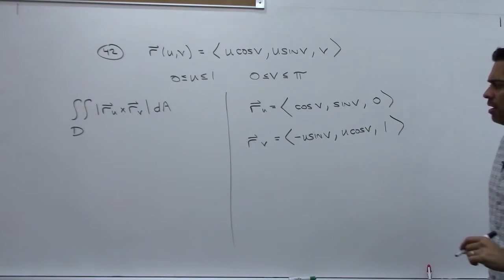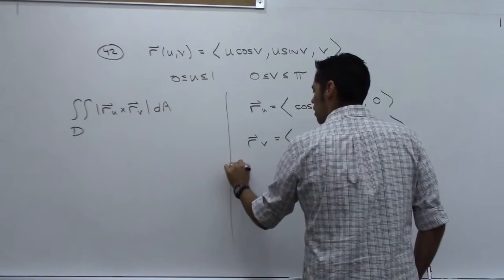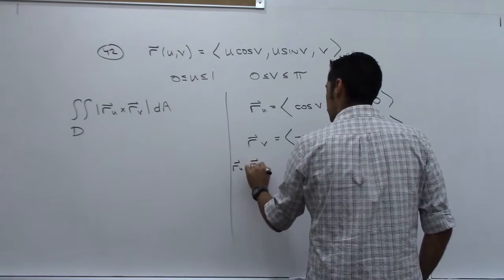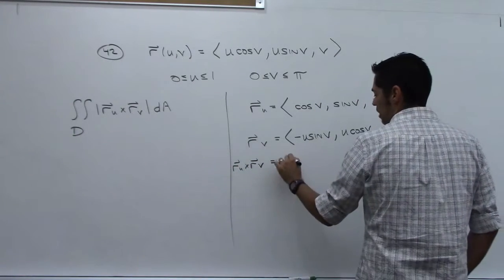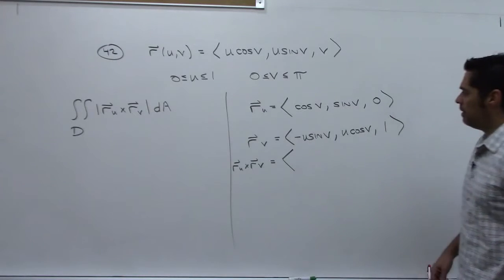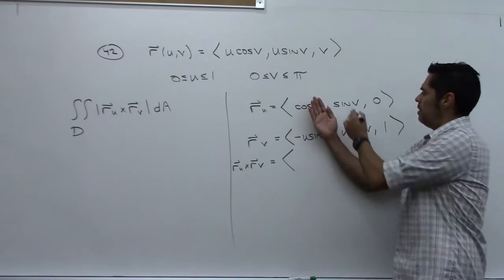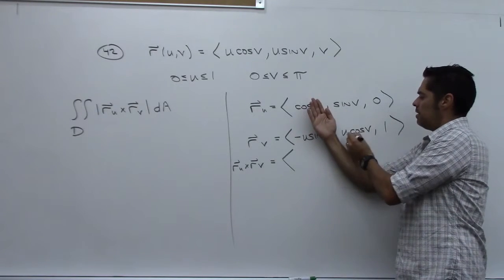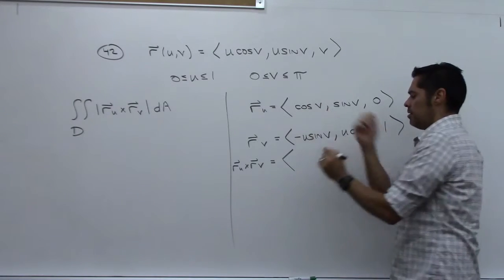And now I need to find the cross product. So when I take the partial of r with respect to u and I cross it with the partial of r with respect to v, I get another vector. So let's see what this one looks like. Covering this up, sine v times 1 is sine v, u cosine v times 0 is 0, so just sine v.